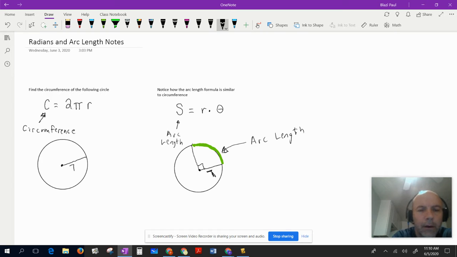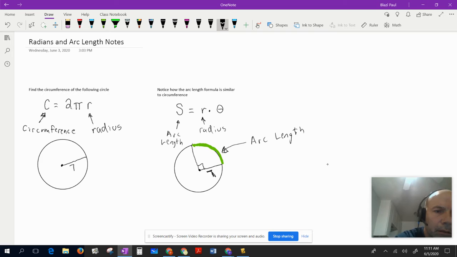Okay. And I'm going to convince you here that these formulas are exactly the same, except for different situations. Circumference is for the length around the entire circle. Arc length is just for a little segment. Okay. So what you can see in circumference, it has a radius, doesn't it? Okay. This is the radius. And over here, for arc length, it also has a radius.